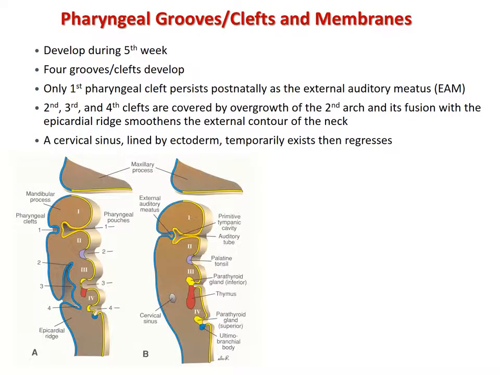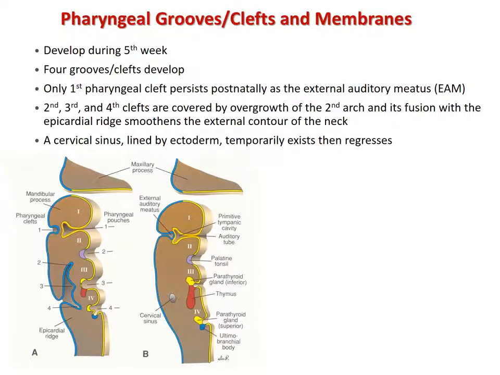This slide depicts the pharyngeal grooves or clefts as invaginations between the arches and their fates. 4 grooves develop bilaterally during the 5th week of development, but only the first groove persists postnatally as the external auditory meatus or ear canal. Pharyngeal membranes form at near points of contact between a groove and a pharyngeal pouch, with a small amount of mesenchyme intervening between the linings.